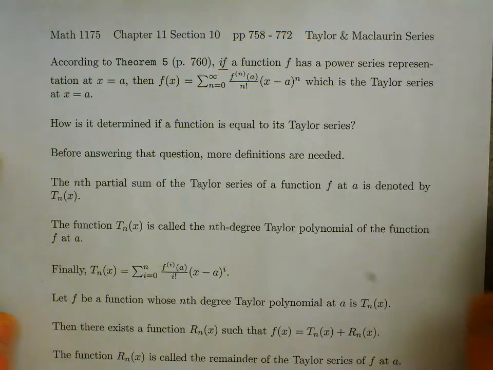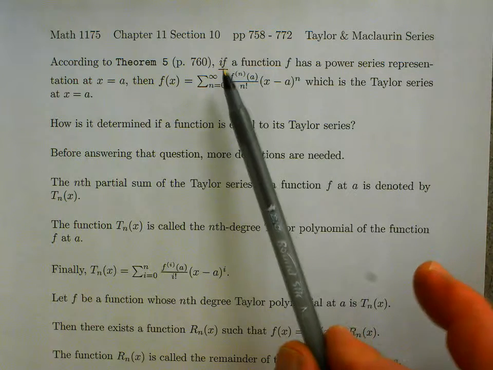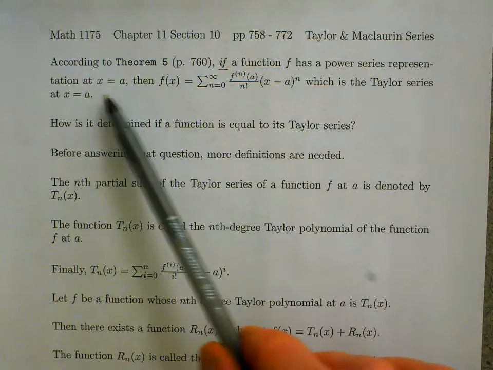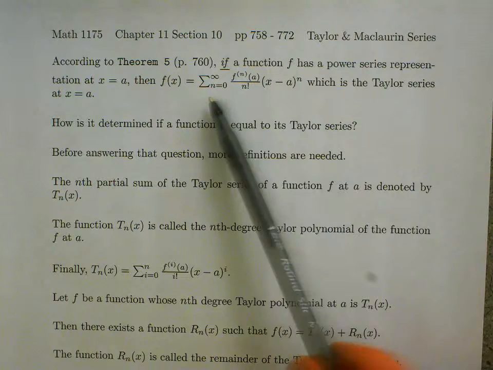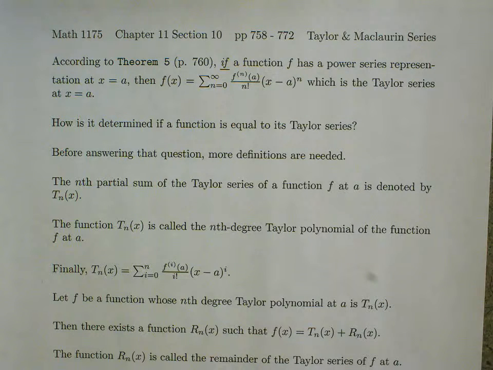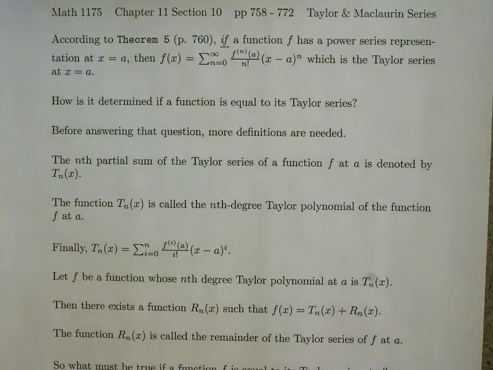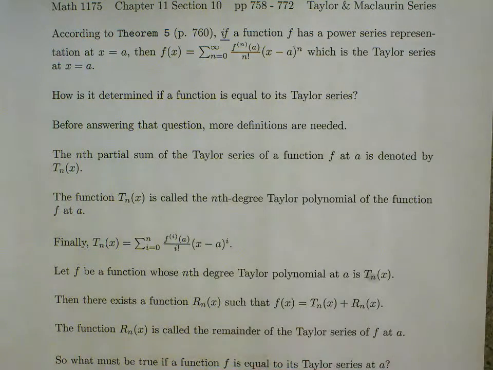Okay, so according to Theorem 5, if a function f has a power series representation at x equals a, then f of x is equal to the Taylor series. But how is it determined if a function is equal to its Taylor series? That's what we'll talk about next. But before answering that question, more definitions are needed.